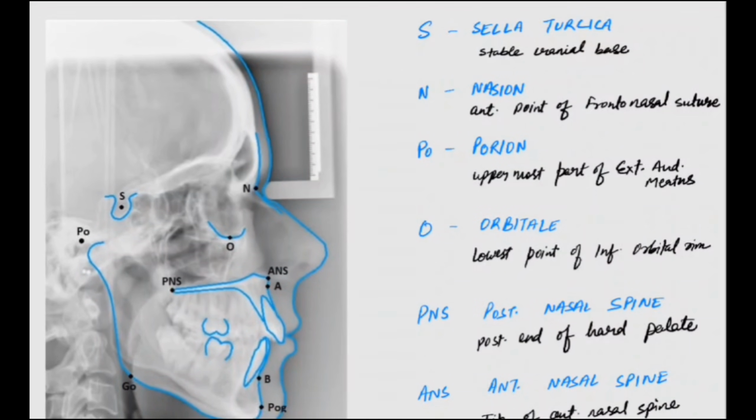The first important landmark is the Sella turcica, represented by point S. It represents the stable cranial base. Now coming to the point N, it represents Nasion. It is the anterior point of the frontonasal suture. Now coming to the Porion, it represents the uppermost part of the external auditory meatus. Orbitale represents the lowest point of the inferior orbital rim.